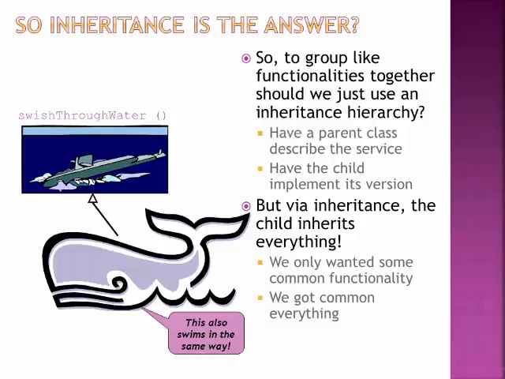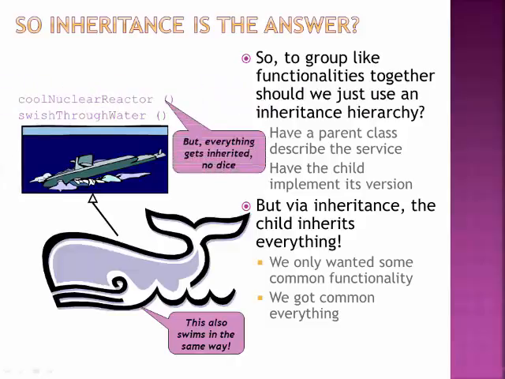Well, in inheritance, I'm not just talking about capabilities. I'm talking about everything. When I inherit, everything that a submarine is, now a whale is as well. And I can only, as we're going to see, be one of those things. So there's going to be limitations to that. And so we get everything in common, and we don't necessarily want all of that information out there. So when I have the method out there to cool the nuclear reactor, my whale doesn't need that method. It doesn't need to go and do that.